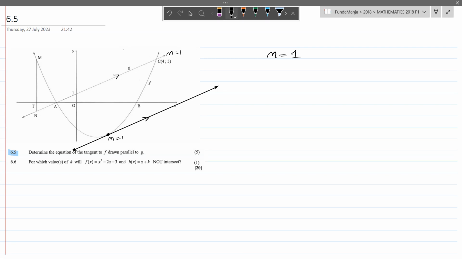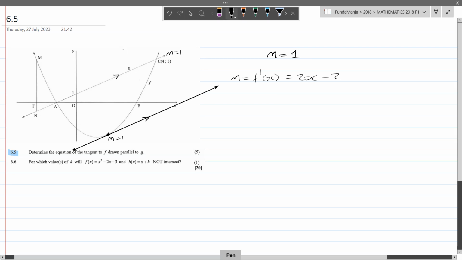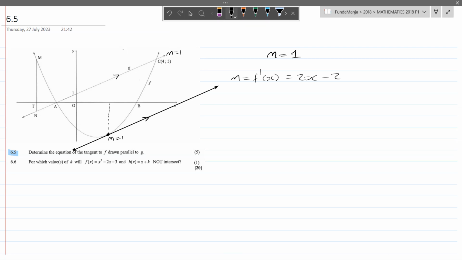Then what we can do is get the first derivative of f. Getting the first derivative of f gives us 2x minus 2. And we know that the first derivative represents the gradient. So what we are trying to do now is find the x value at this point. In order to get that x value, since we know the gradient, we can set the gradient equal to 2x minus 2. So which x value is what we're asking? Will the gradient be equal to 1?